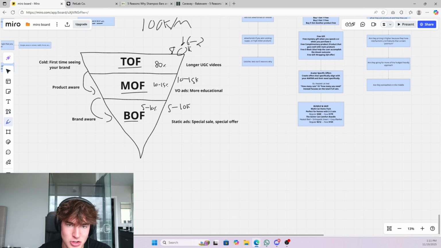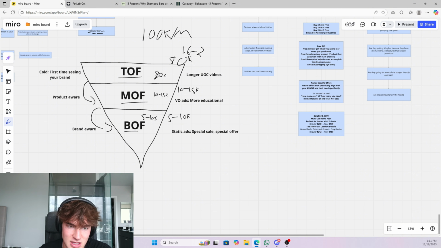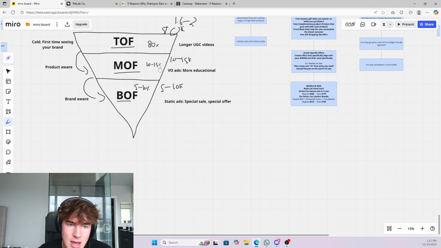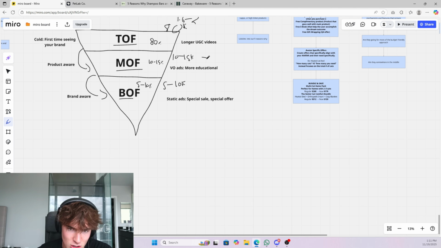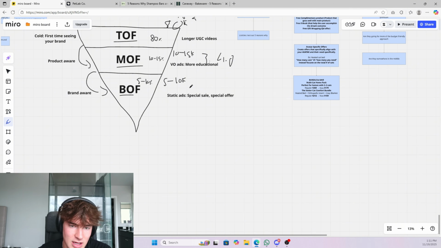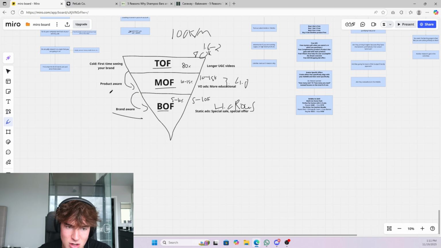So obviously your margins aren't going to be super crazy up here, but this is just really good for getting reach. And obviously you still want to be staying profitable, but down here is really where you're going to start making a lot of your money, because down here you're going to start seeing 3 ROAS to 4.0 ROAS. You're going to see a lot higher ROAS down here, because now these people are more aware. They're either brand aware or they're product aware. So they're a lot warmer audiences.